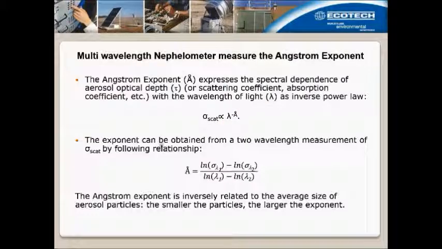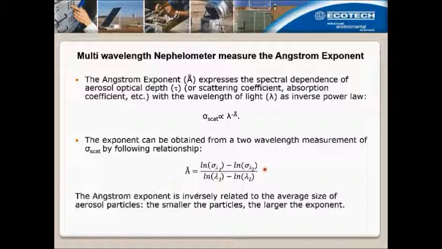With that said, you can define a quantity which is called the Angstrom exponent. This Angstrom exponent expresses the spectral dependence of the aerosol optical depth on the wavelength as an inverse power law. So the scattering coefficient is proportional to the wavelength to the power of the Angstrom exponent. The Angstrom exponent can be obtained from a two wavelength measurement simply by the logarithm of the scattering coefficient of the one wavelength minus the other, divided by the wavelength difference.